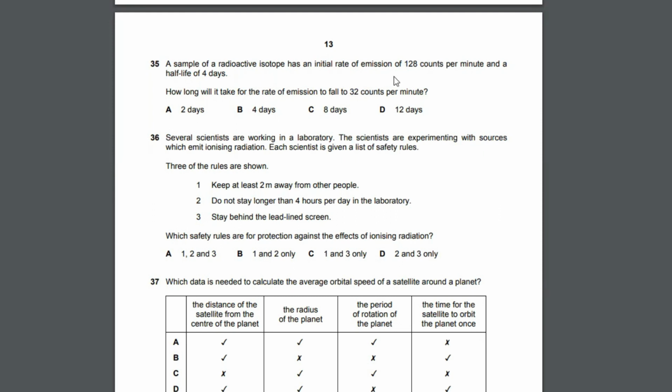So I will just divide these two numbers, 128 by 32. I get 4 days. So the answer is 35B. Okay, so half-life is 4. The difference is of 4. So 4 plus 4 is 8.